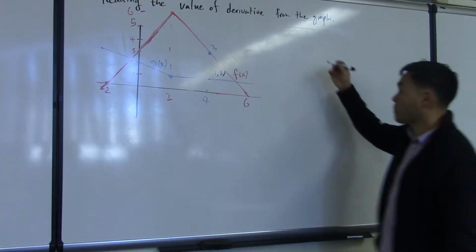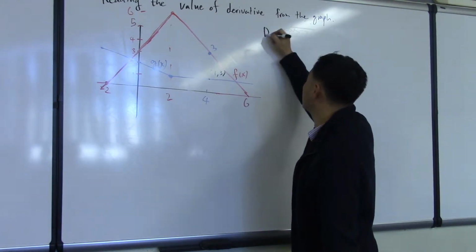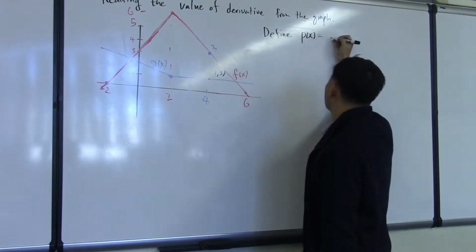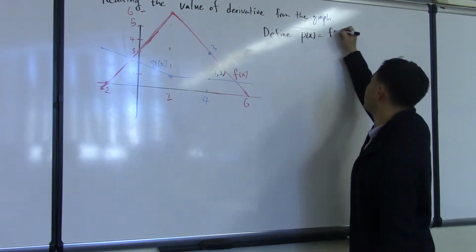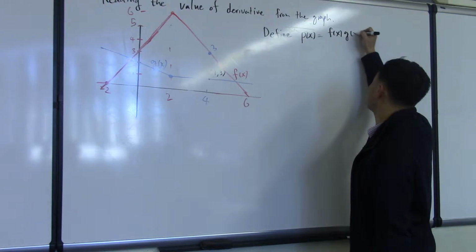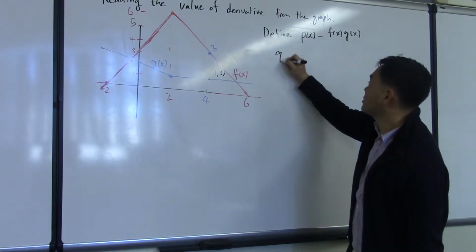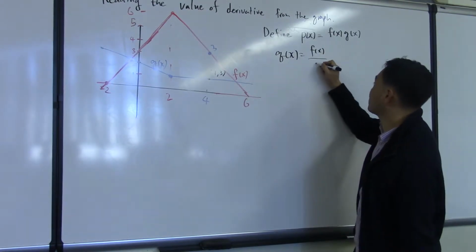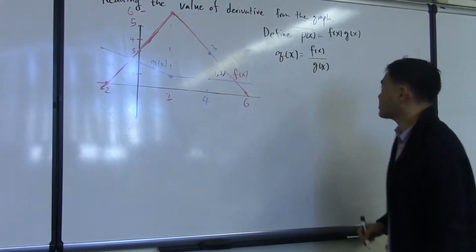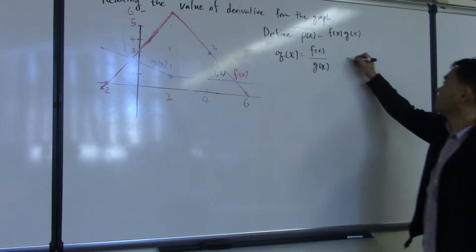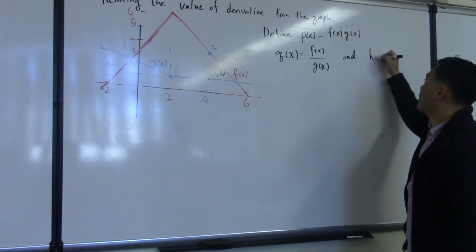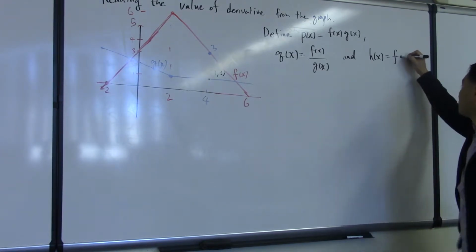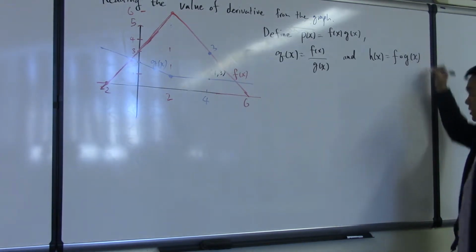For this, let's define p of x equals f of x times g of x, p for the product, q of x as f of x over g of x, and h of x as f composed with g of x.